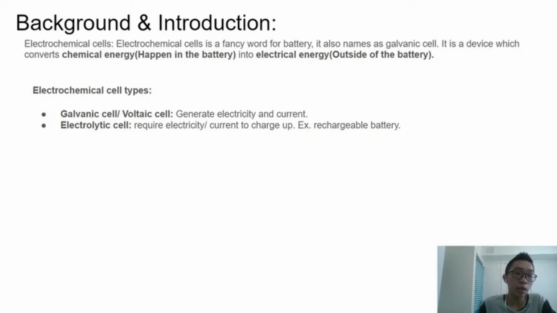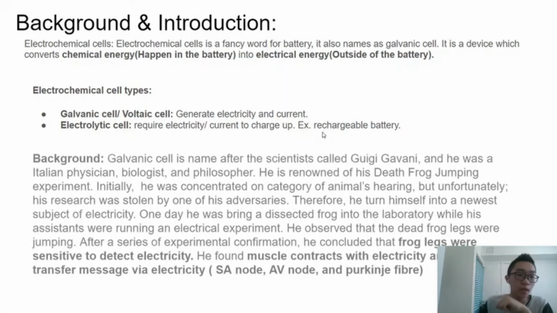And the electrolytic cell is another electrochemical cell, which requires electricity to charge it up. A good example is a rechargeable battery, like the battery in your laptop or in your phone. That is actually an electrolytic cell. Okay, some background information. The galvanic cell is named after a scientist called Luigi Galvani, which is an Italian name. I guess he's from Italy.